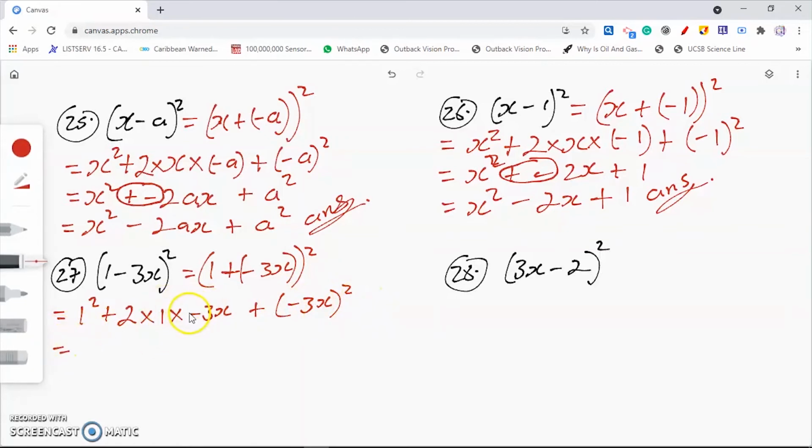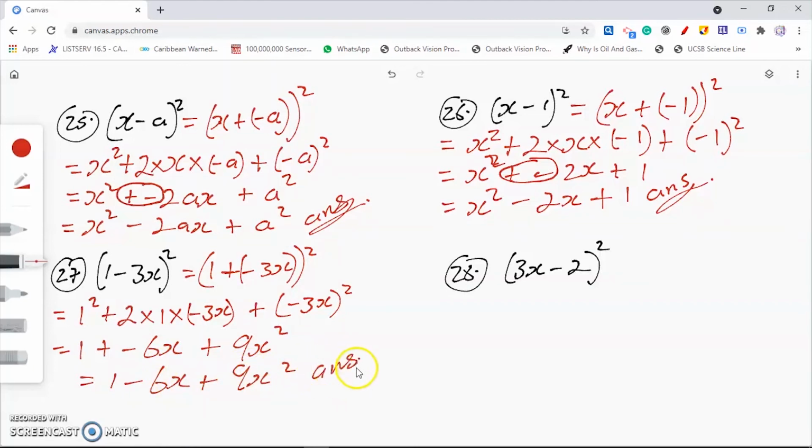And then we simplify. 1 squared is 1 times 1, which is 1, plus 2 times 1 is 2, and 2 times negative 3x is negative 6x. So 1 plus negative 6x plus negative 3x all squared. A negative squared is positive, 3 squared is 9, so that's 9x squared. And then we simplify, so we get 1 minus 6x plus 9x squared. And that's the answer there.